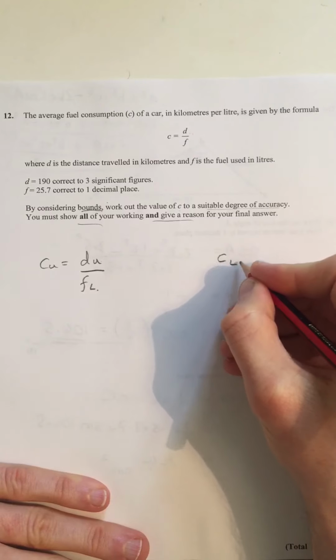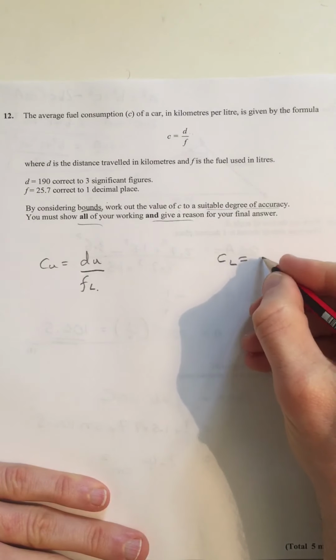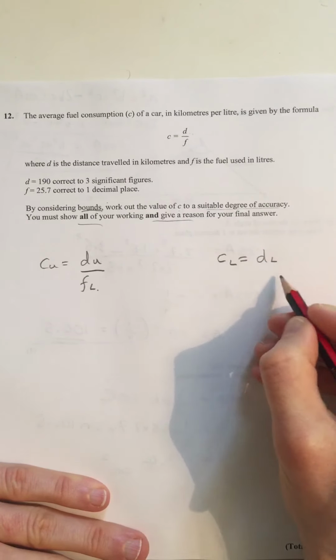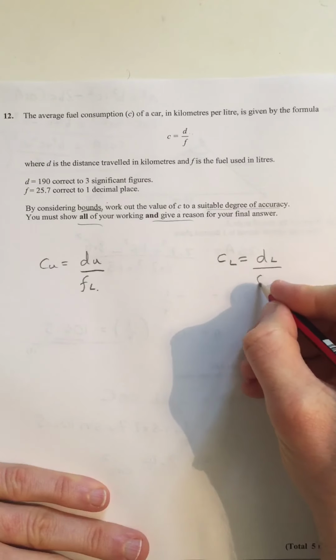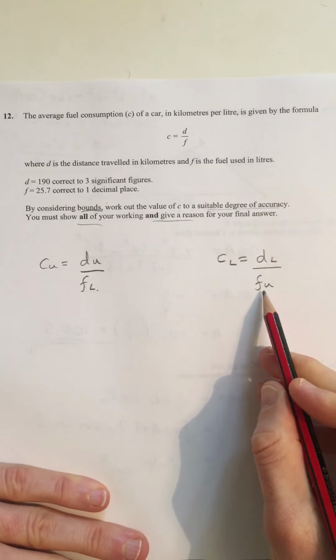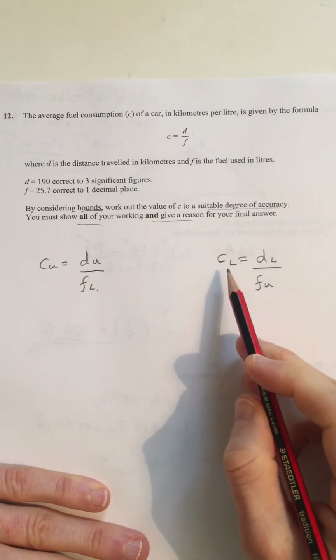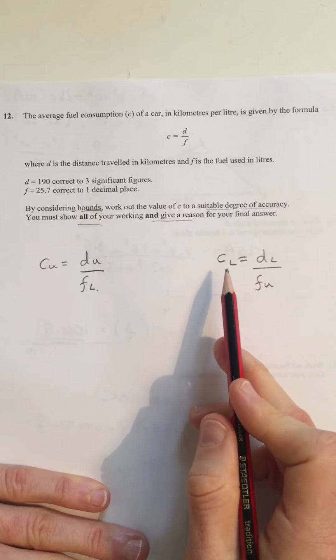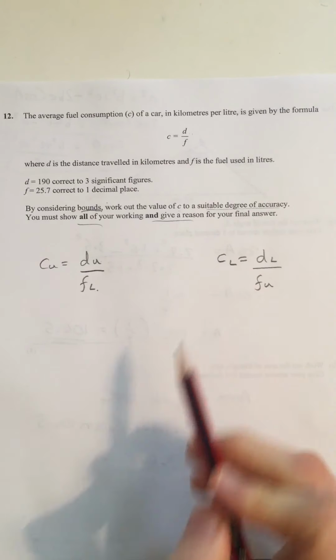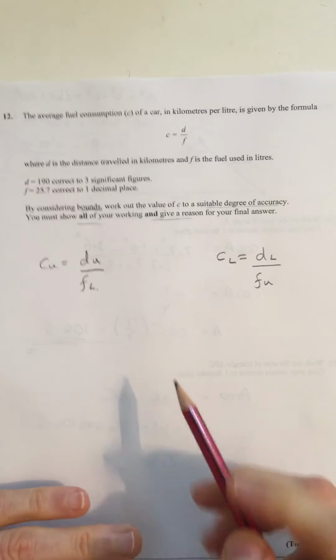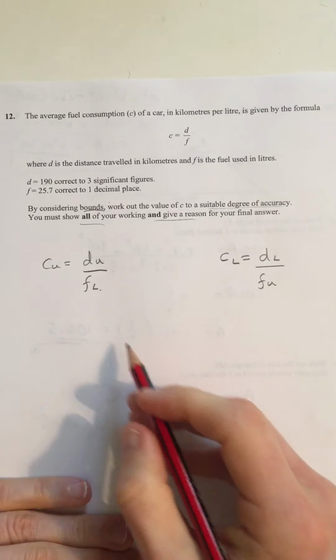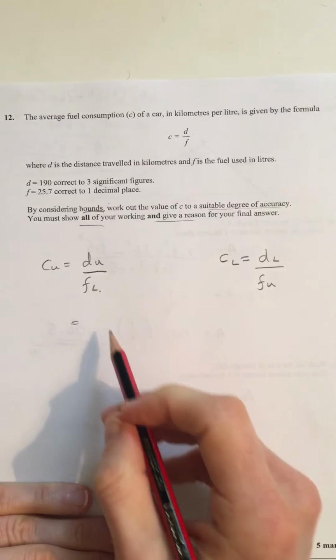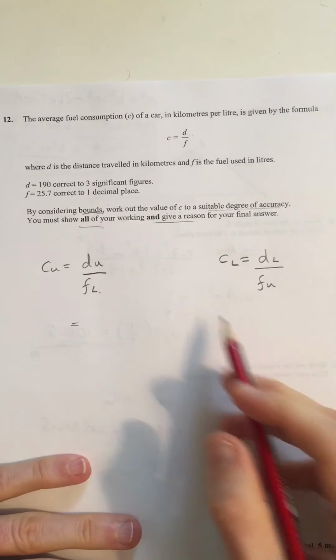I also want to work out the lower bound for C, so I want to do the lowest that D can possibly be divided by the biggest that F can possibly be. That will give me my lower bound for the fuel consumption. Okay, so I want to work out what each of these are. So let's work out the upper bound for the distance and the lower bound for the fuel used.